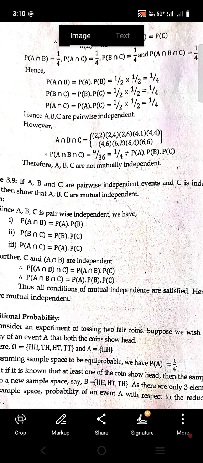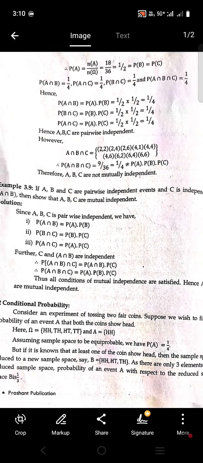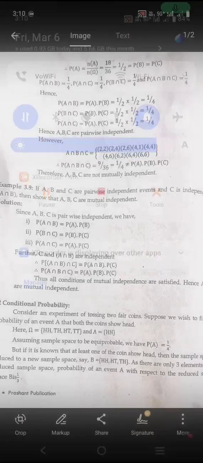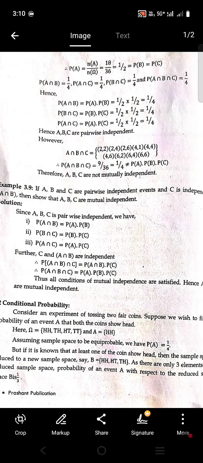The above probability is called the conditional probability of A given B, and it is denoted by probability of A by B. Thus, the probabilities evaluated with respect to the original sample space are called unconditional probabilities, and those evaluated with respect to the reduced sample space are called conditional probabilities.